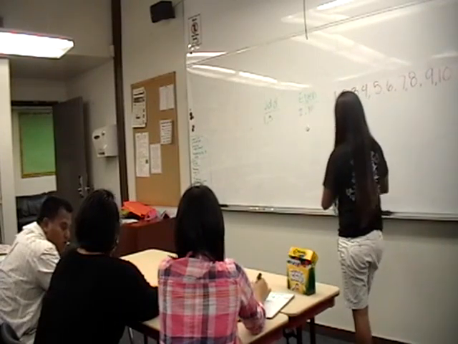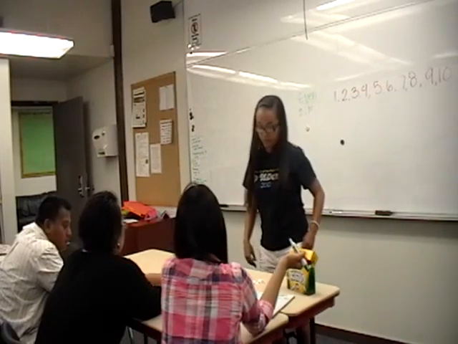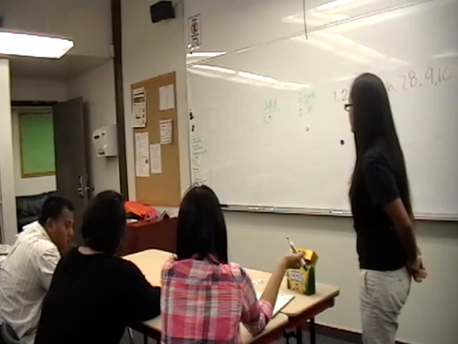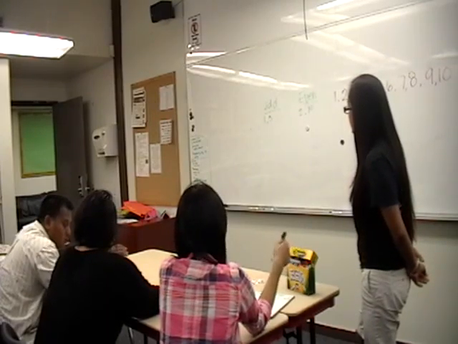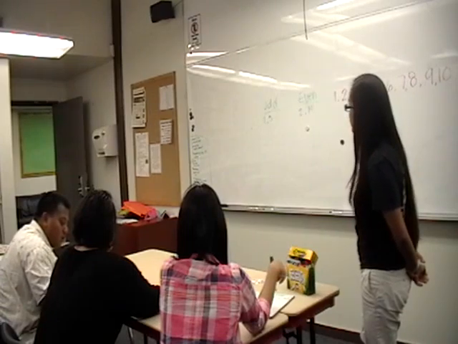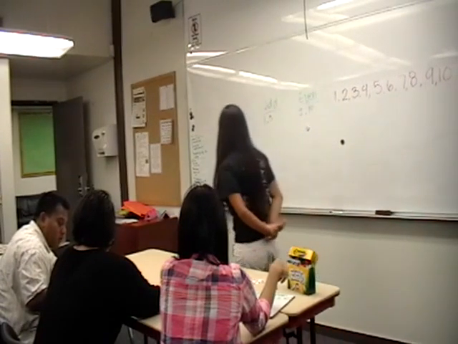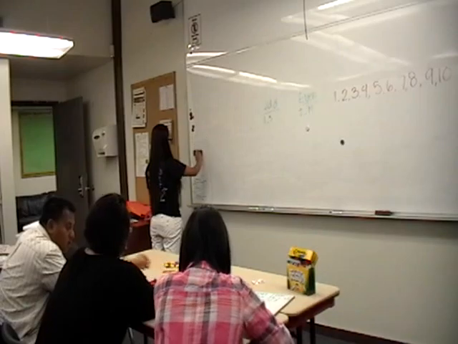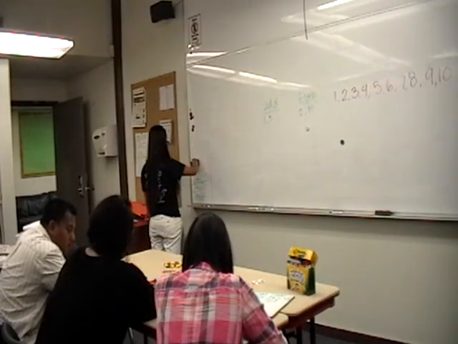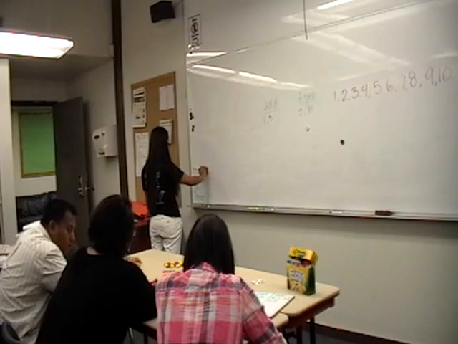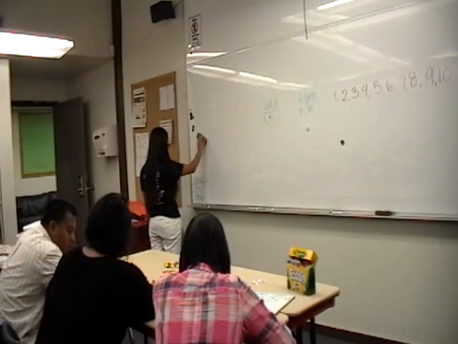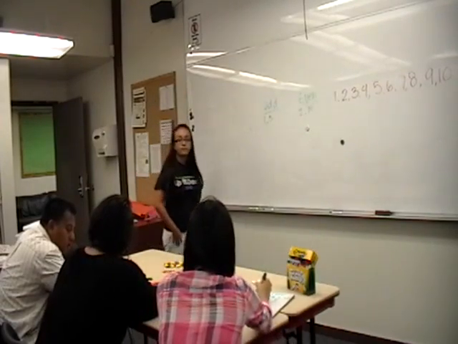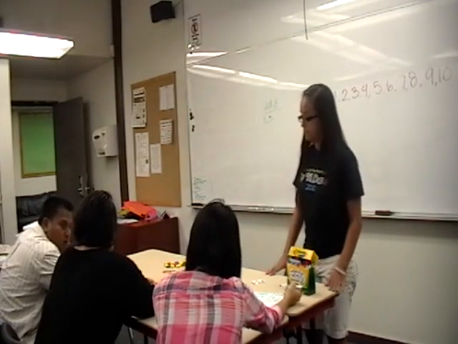Odd number. And then 8: 1, 2, 3, 4, 5, 6, 7, 8. Even. And then 9: 1, 2, 3, 4, 5, 6, 7, 8, 9. It's an odd number.